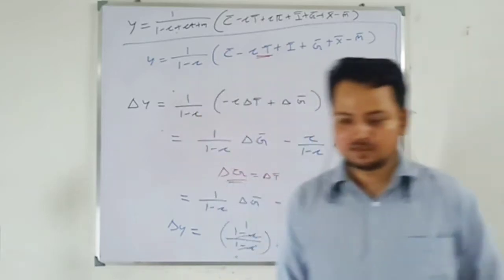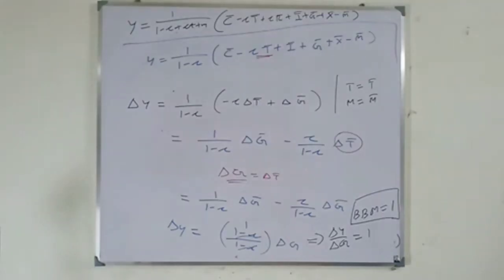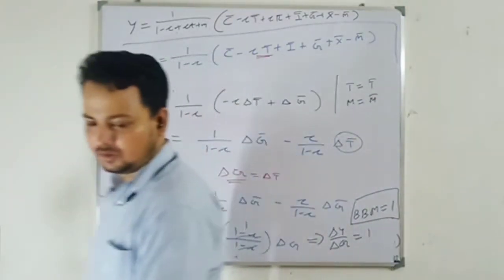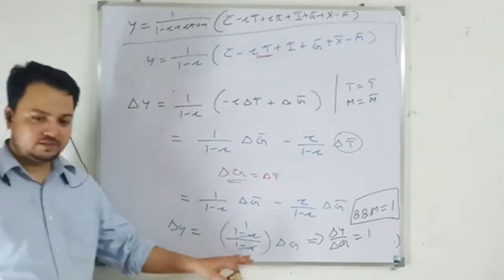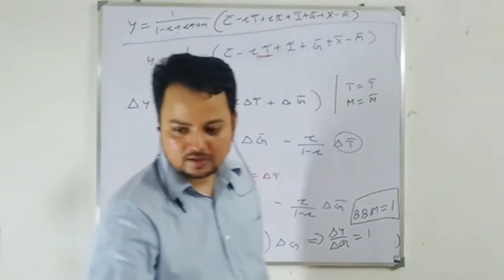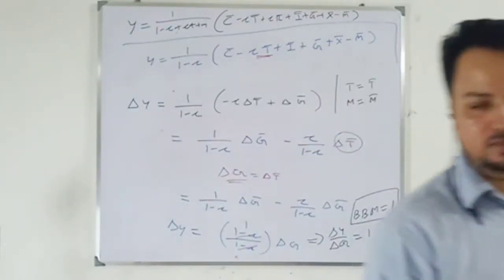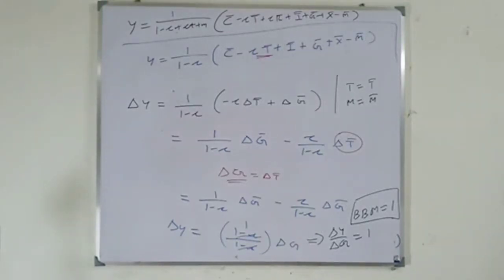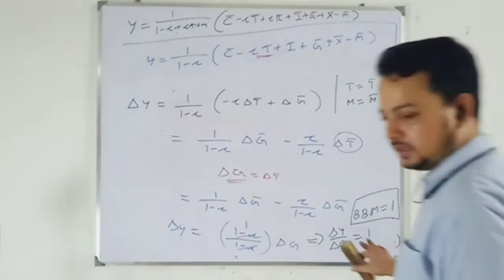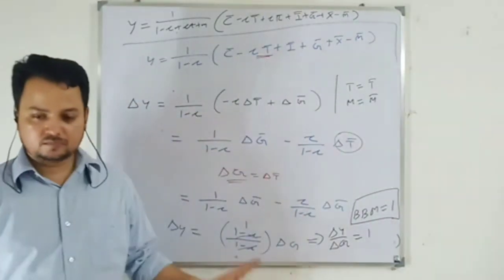Tax and import are not a function of income. Okay. Now, after doing this, net make tax a function of income. Then the BBM will be less than 1. Everyone done this part? Yes, no?